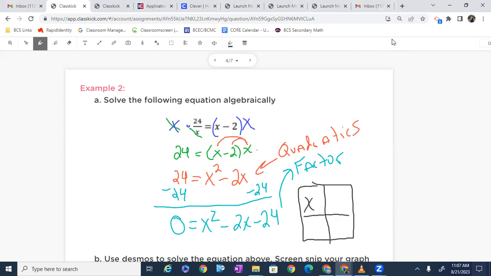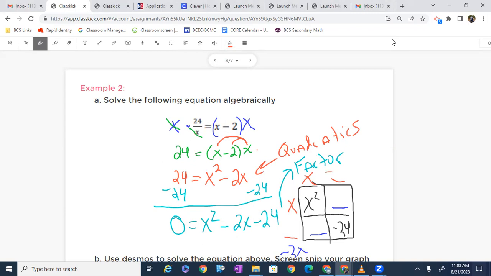I'm going to write the x squared right here, but minus 24 right here. And I know that the diagonal, this piece plus this piece needs to be negative 2x. So let's start adding things on. So I know x times x is x squared. I know that this number here and this number here needs to multiply to negative 24 and needs to add to negative 2. So what multiplies to negative 24 and adds to negative 2?